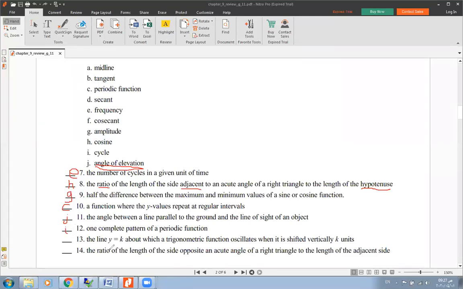Okay. Number 13, we remove it. We're going to the last one. Keep with me, Musa. Number 14, please read it. The ratio of the length of the side opposite an acute angle of a right triangle to the length of the adjacent side. So opposite to adjacent. It's tangent, tan. So it's tan, which is letter B.